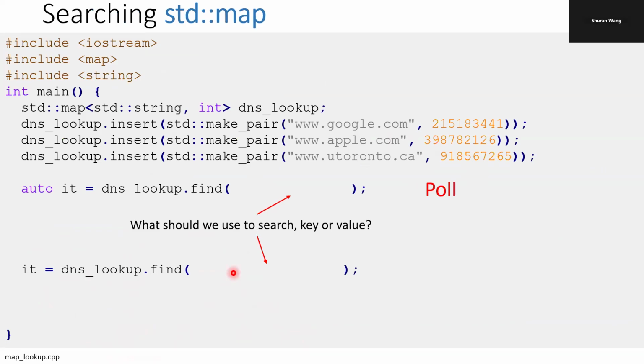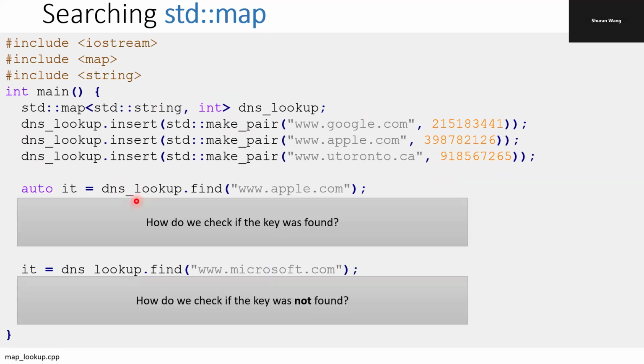Now, searching in the STD map. We have the map with string and integer for DNS lookup, and we inserted 3 pairs of URL and IP address. Now, if we want to look inside the DNS, what should we use to search? Should we search for the key or the value? Key. We search for the key, which is the URL, the string.